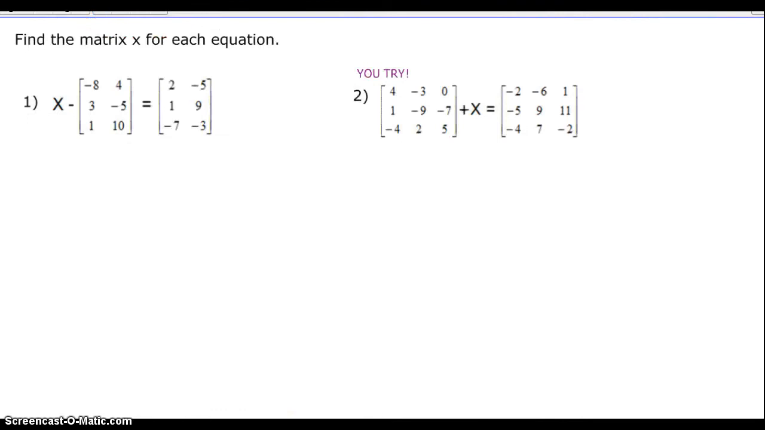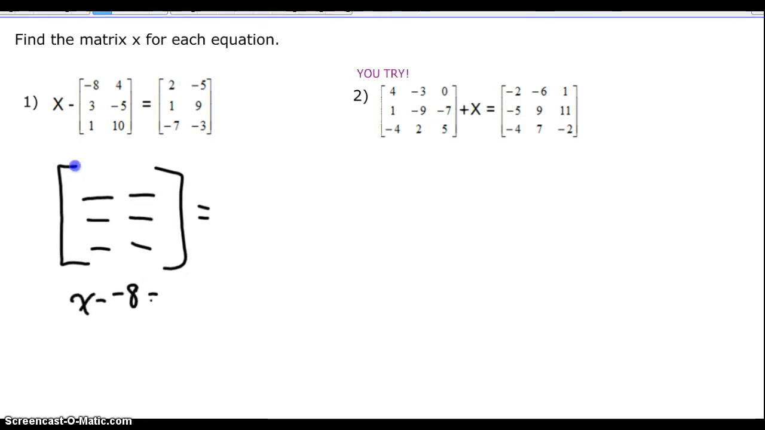The last thing we want to look at here is finding the whole matrix. If I'm adding and subtracting, the matrices have to be the exact same size. So we're looking for a matrix with 3 rows and 2 columns. Basically it just becomes a whole bunch of different problems. We're going to have x minus negative 8 equals 2. So x plus 8 equals 2. Subtract the 8. You get negative 6 right there.